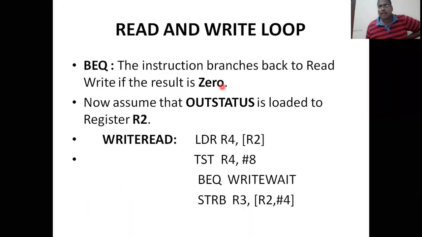See, the instruction branches back to the read write if the result is 0. Now assume that the output status is loaded into register R2. So that is the read operation and here it is a write operation. For example, LDR R4, R2 I have written. That means the value present in R2 will be loaded into R4. Here also I have tested R4 with 8. Here also the same thing: BEQ write wait.